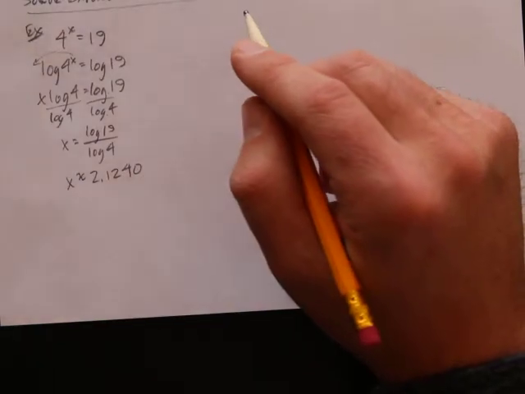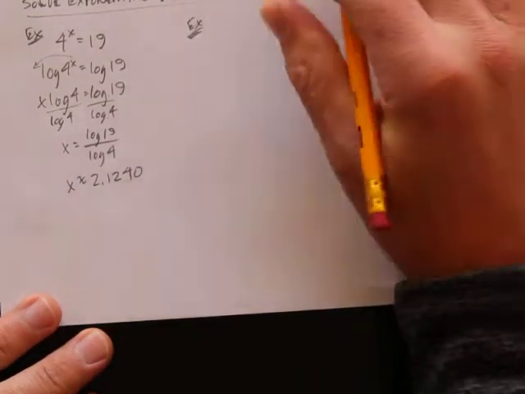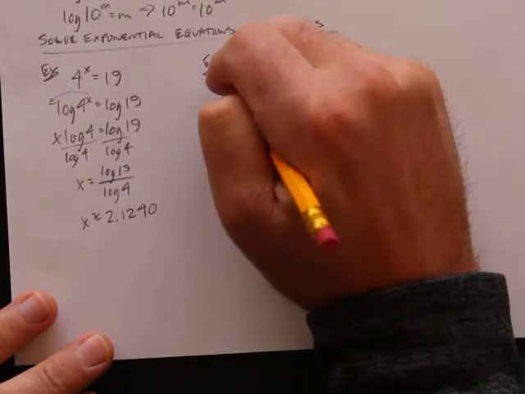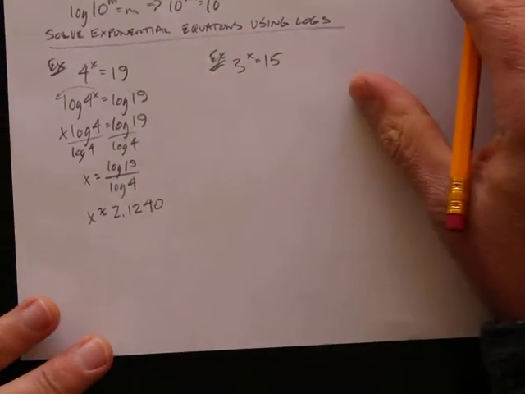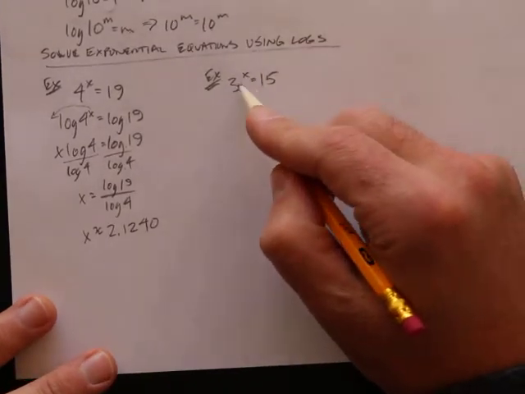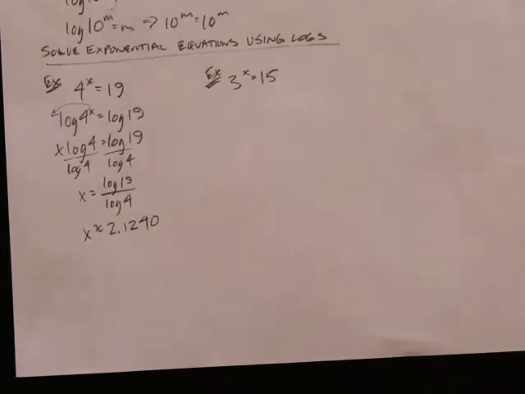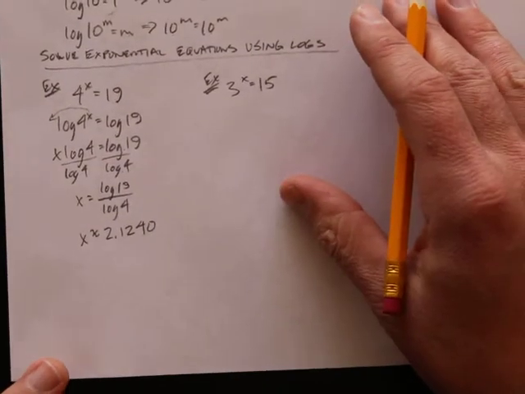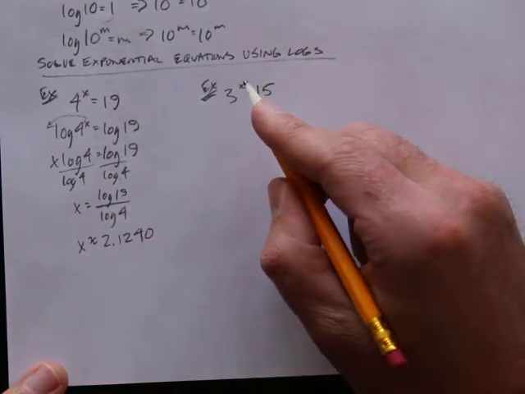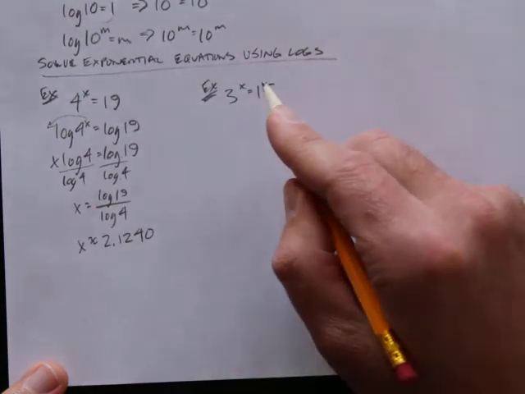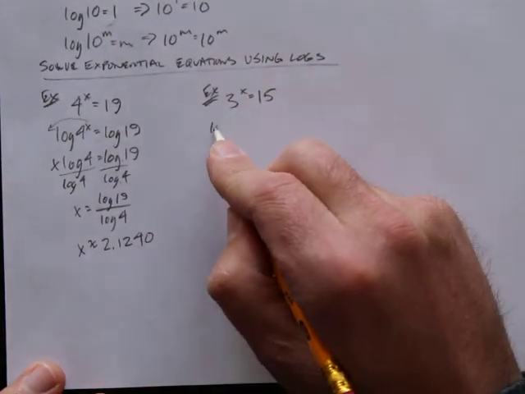Now, let's try another couple. I've got 3 to the x power equals 15. And what I'm going to do here, I can't get it cleanly, 3 to the third is 9, 3 to the fourth is 27. No, 3 squared is 9, 3 cubed is 27. Whew. Okay. So let's go ahead and take the log of both sides.